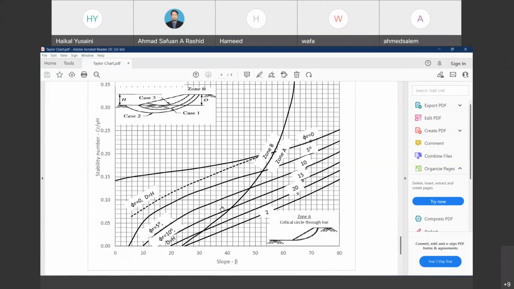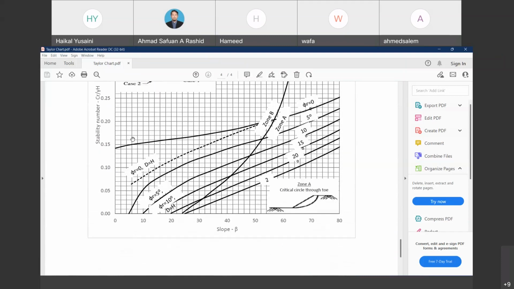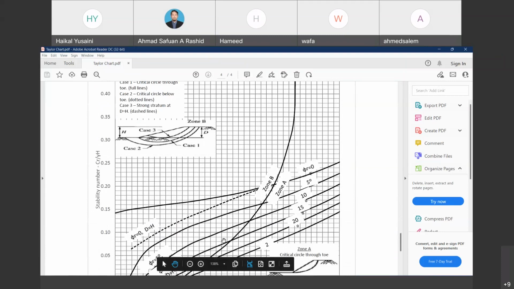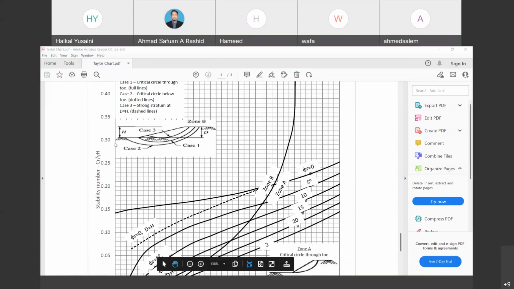Okay, so that is for example for the Taylor chart. I will try to look on it. Yeah, might be this chart is a little bit different because it does not provide the same stability number as the answer from the solutions. So that is for the factor of safety using the Taylor chart.